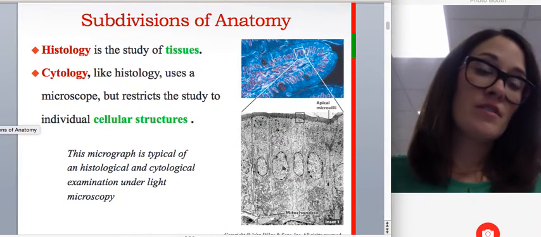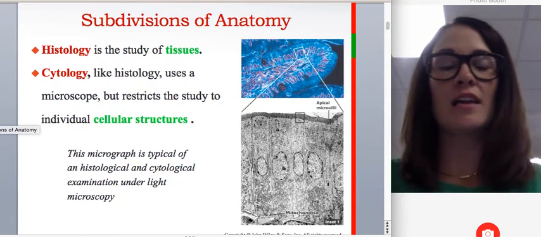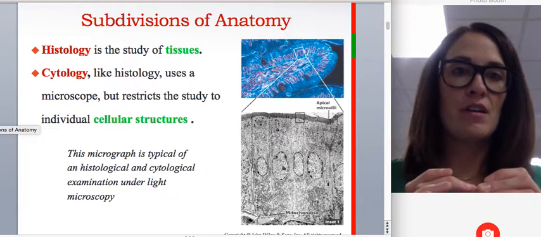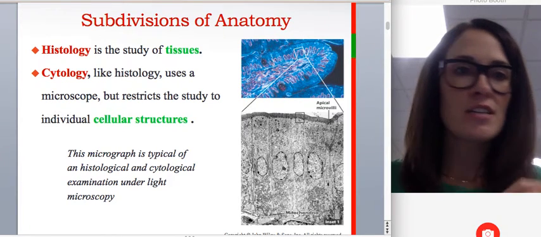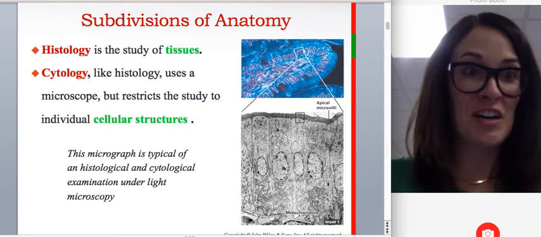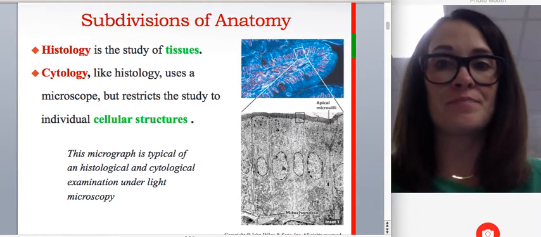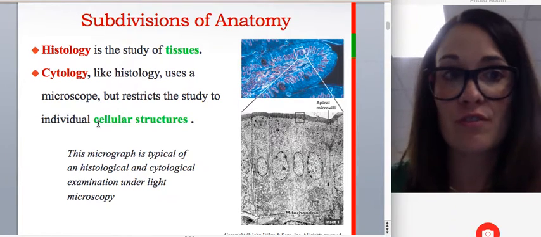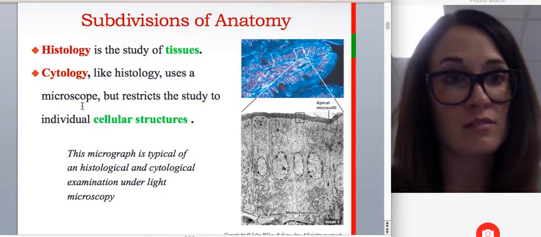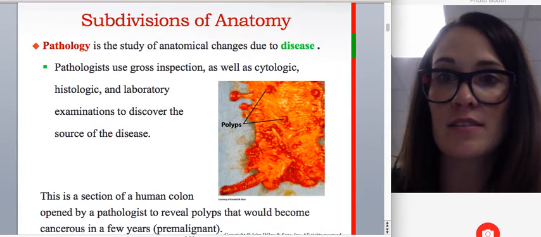Histology, you can take a histology class in college, same with developmental anatomy. That's the study of tissues of the body. You look at tissue sections under the microscope, and you can know what tissue it is. We're going to do that. Cytology is the study of cells and their structures. Cytologists do all their work with microscopes, and they can recognize different cells.